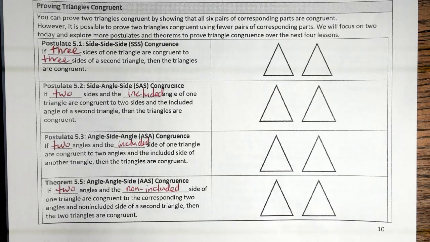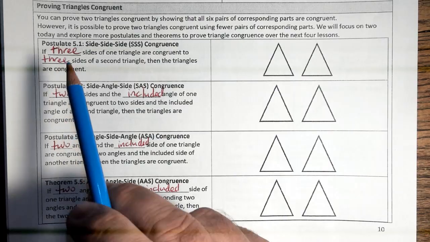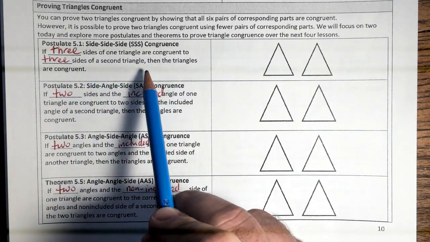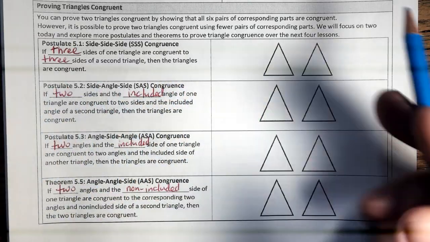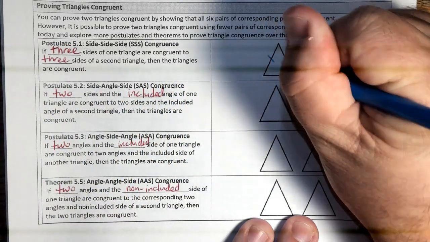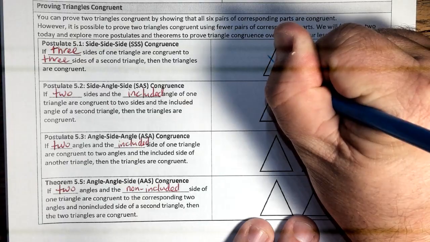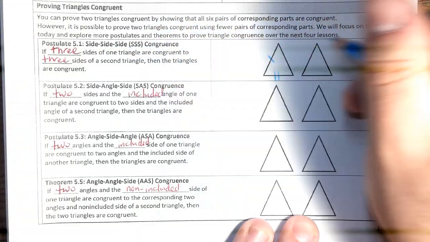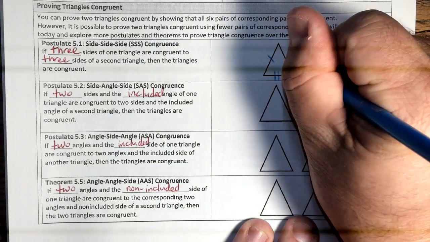So postulate 5.1 says, if 3 sides of one triangle are congruent to 3 sides of a second triangle, then the triangles are congruent. So that would be, so we're going to do it like this. Just bear with me.